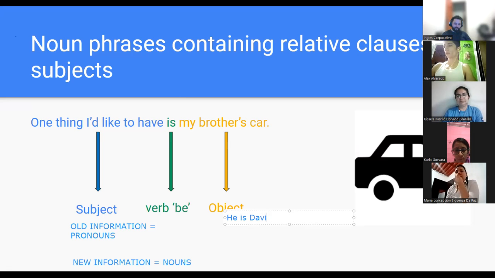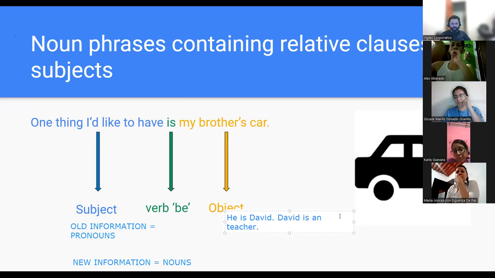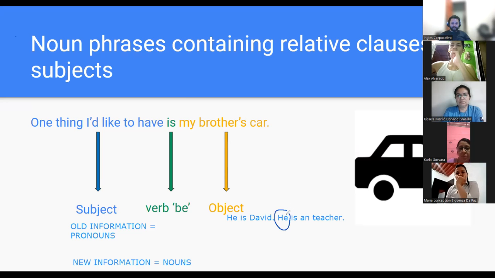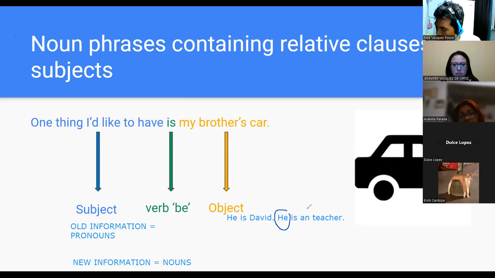And then you can say David is an instructor, right? Or you can say a teacher, whatever. David is a teacher, right? Now, instead of saying David again, you can say he is a teacher, right? Why? Because this information is new, right? We use nouns when we want to introduce new information, and we use pronouns when the listener or the reader, whoever the receptor is, knows what we are talking about. If you say he, whoever you're talking to, in this case, Jennifer, will know that you're talking about David, correct?